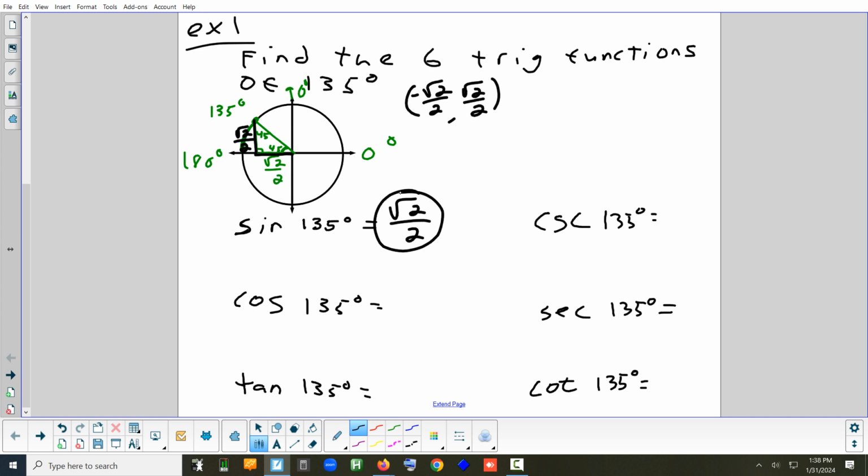Cosine is y over 2, right? No, cosine doesn't use y. Is it x over 2 then? Just x. Yeah, no over. Negative square root 2 over 2. Okay, so there's my cosine. Alex, how about my tangent? Negative 1. Yeah, tangent's going to be y divided by x. Well, they're opposites. When you divide opposites, you get negative 1.